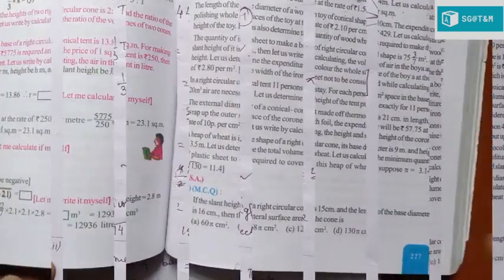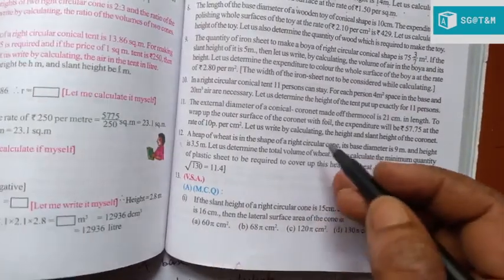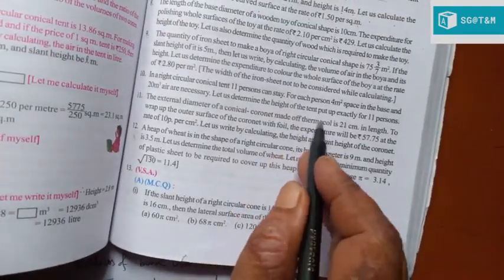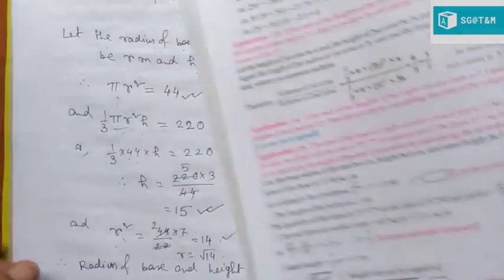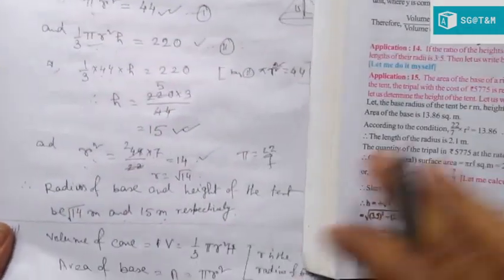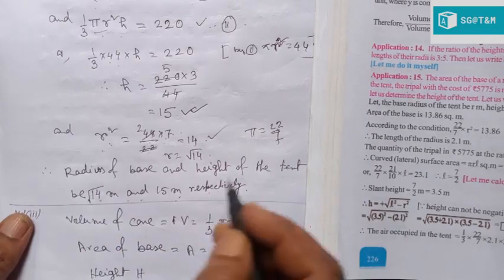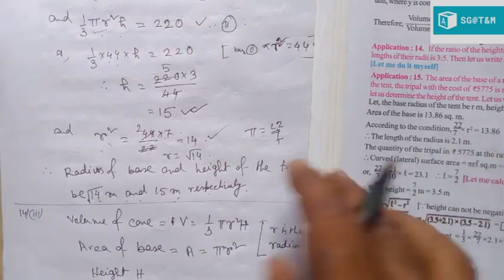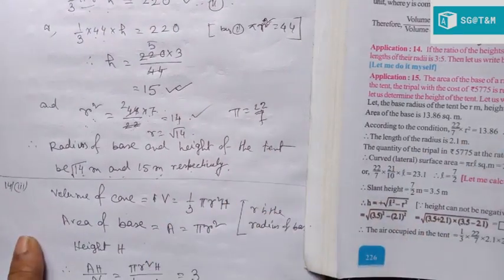Okay. In question number 10, we have to find out the height only, not the radius of base. But in this case, we have also found the radius of base, and radius of base is root 14 meter. No problem at all.